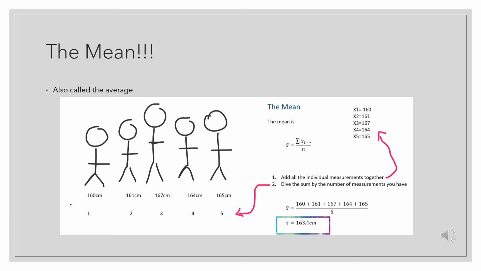And then after all of that's added together, all you have to do is divide it by the number of measurements that you had. So we had 5 measurements from 5 boys. That gives us 163.4 centimeters tall as the mean for this group of stick figures.